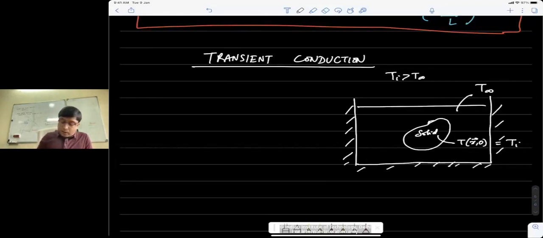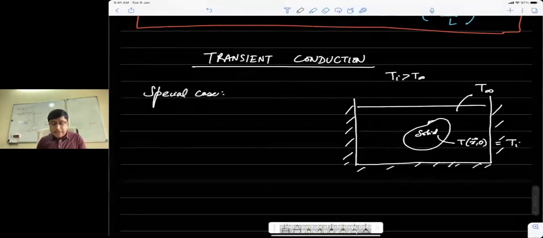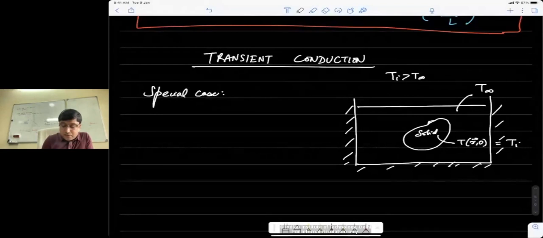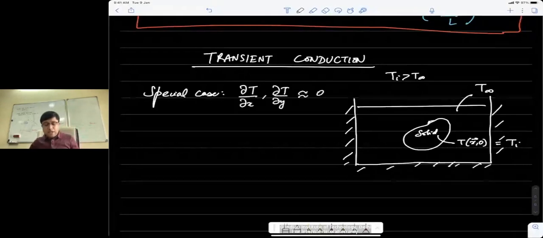So what I'm going to start with is a special case. The special case that I'll work with is a consideration that I'm going to assume. Let's say it's a 2D problem. Even if 3D, it doesn't matter. It would be the same thing. Let's say the temperature gradients inside the solid, dT/dx, dT/dy, are nearly zero. They're insignificant.